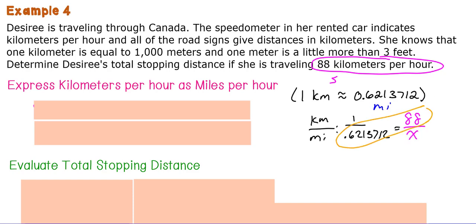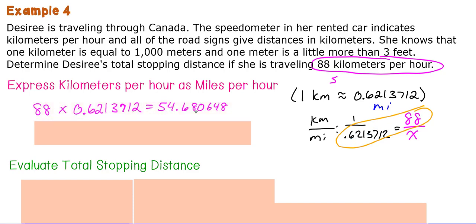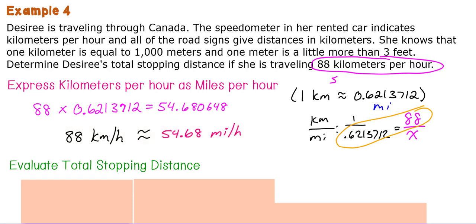Do our cross multiplication. We're just going to multiply those two numbers, 88 and 0.6213712. We get 54.680648. So that would mean that 88 kilometers per hour is approximately equivalent to 54.68 miles per hour. So when you're looking at a metric system, the numbers kind of fool you into thinking you're going faster than you are because those units are all based on 10.